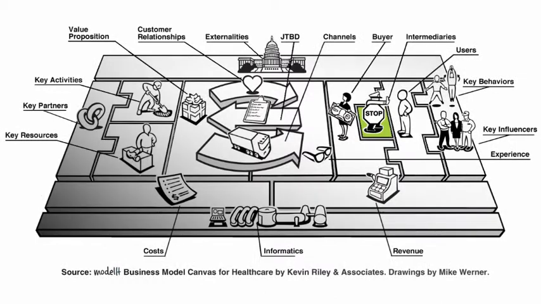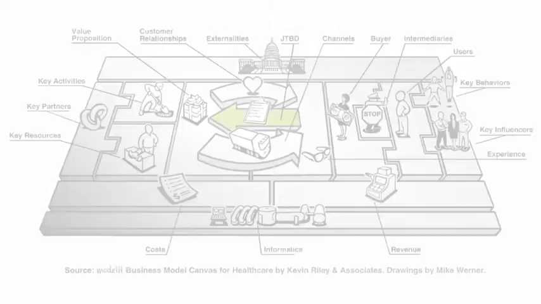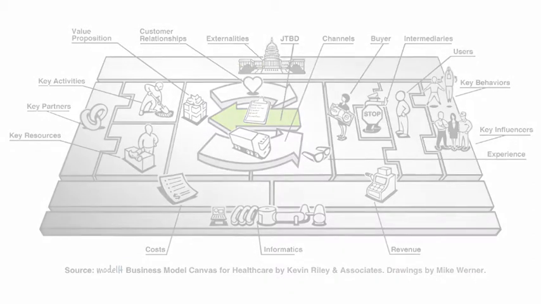In modelH, intermediaries affect how a value proposition is seen and paid for by the buyer. In this example, we have 2 intermediaries: donors who agree to donate their child's cord blood and physicians treating disorders with stem cells. Jobs to be done are the high-level goals the customer is trying to accomplish.